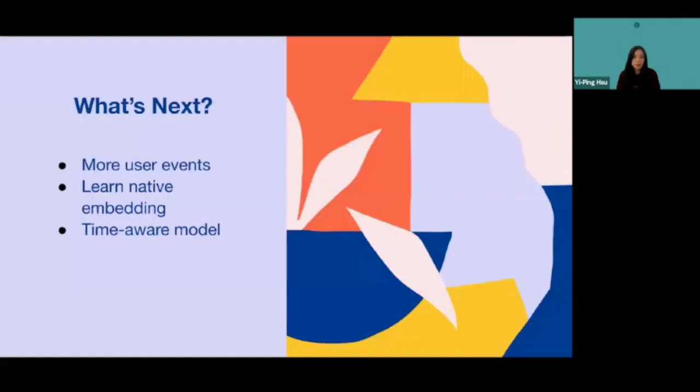At the same time, we are thinking about more improvements on the attention model. How about we use more user events to represent the user journey? Also, right now, we only use a pre-trained high-dimensional embedding feature. How about we add more features and let the model learn native embeddings? Also, the attention model does not consider the timestamp or the order of the user events. What about we build a time-aware model?